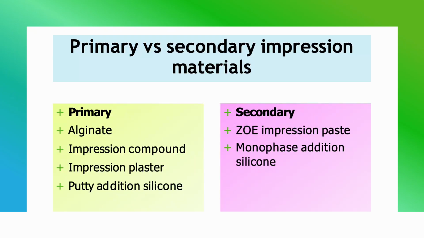What is the difference between primary and secondary impression materials? Primary impression materials are alginate, compound, plaster, and putty addition silicone. They are essentially used for construction of special tray. Primary cast is used for construction of special tray. Secondary impression materials are ZOE impression paste, monophase addition silicone material.